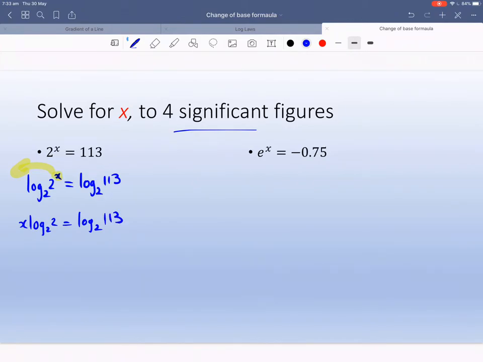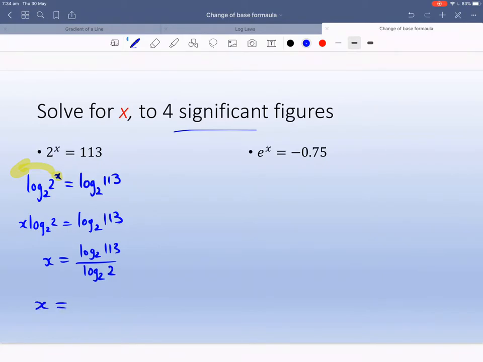Now, if I divide both sides to get x by itself, I can go x equals log 2 of 113 over log 2 of 2. All right, I've got x by itself. Now, using the last log law, when one is divided by another... forget about what I'm trying to say at the moment. What I need to do is actually put a numerical value on them both. So I'm going to use the change of base formula.